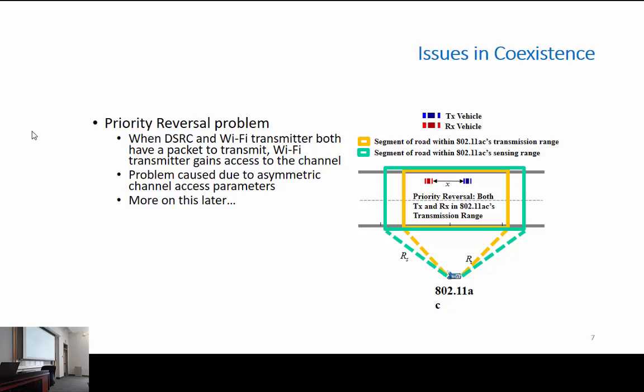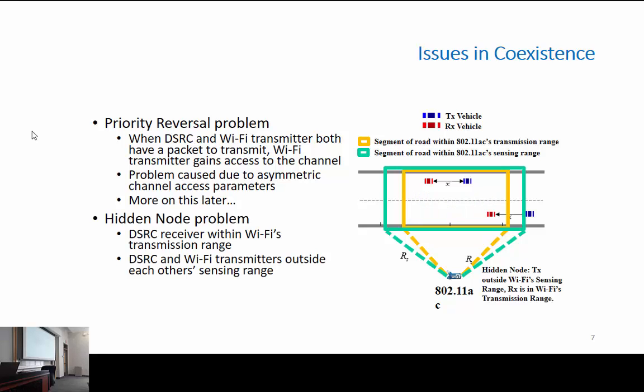There have been a lot of proposals regarding how to mitigate this problem. Since the Wi-Fi devices get priority in access to the channel, this is often referred to as priority reversal, and this is what I'll be focusing on.